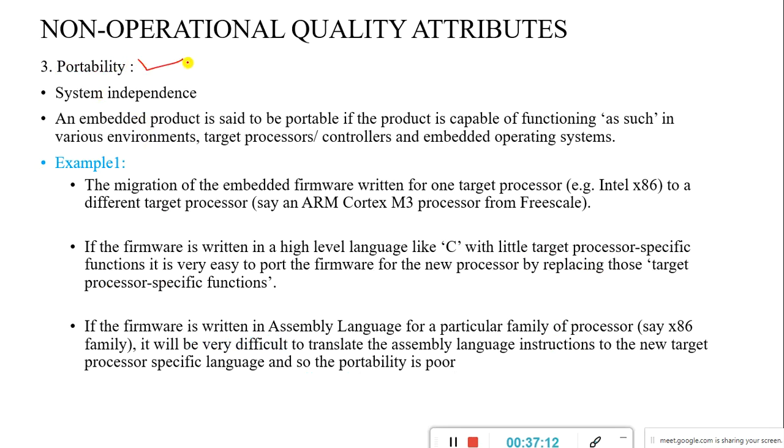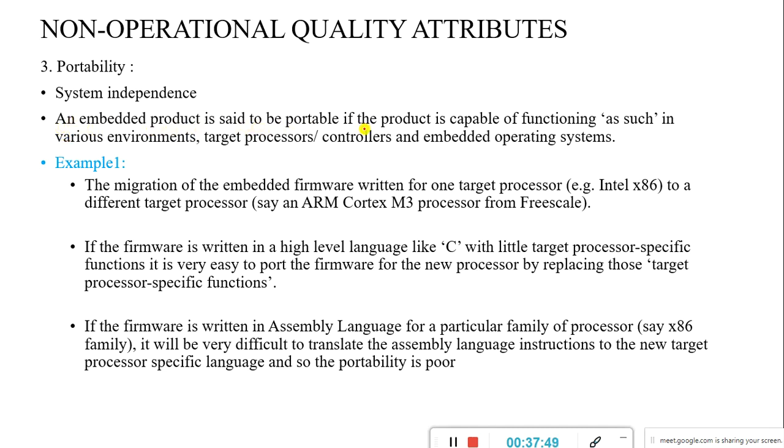Next is portability, a very important point, which relates to system independence. What do you mean by system independence? Irrespective of the hardware that we have, whatever the change in the program, the system should be able to give me the output. Say for example, I will give a very easy example here. Okay, before that, let me read a statement here.